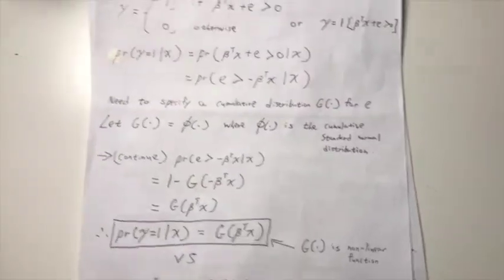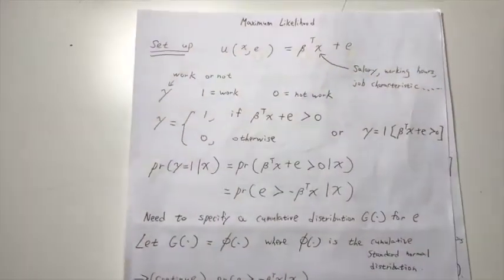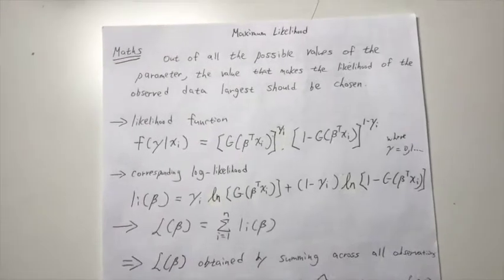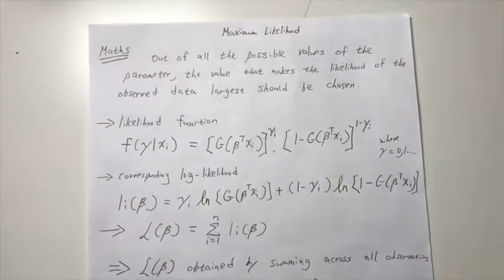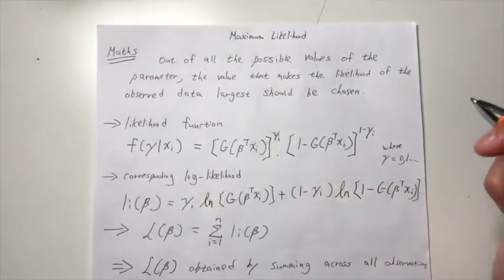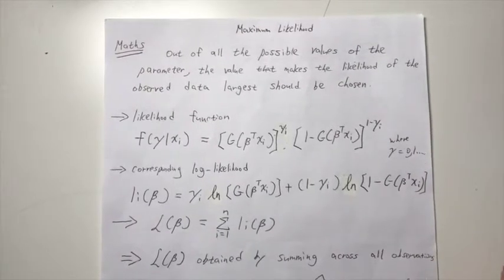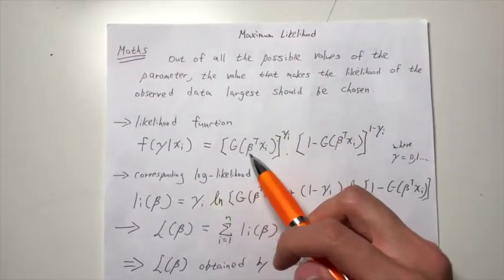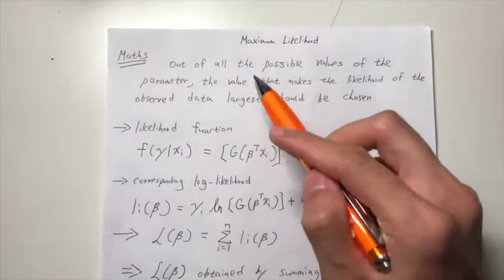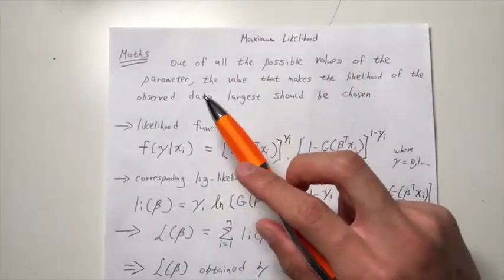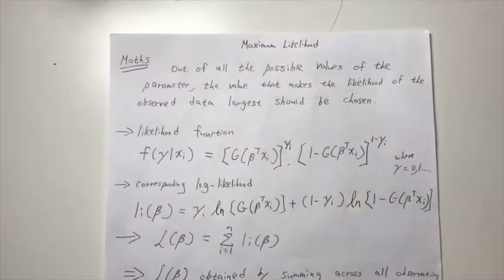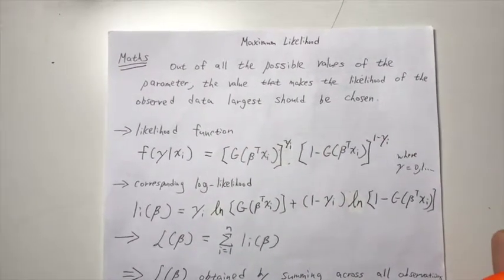Okay, so enough of the setup and the notation. We'll move on to the maths behind. So the maths is actually based on a principle. With maximum likelihood, we're trying to estimate the beta. And how do we do that? Out of all the possible values of the parameters beta, we choose the value that makes the likelihood of the observed data largest.